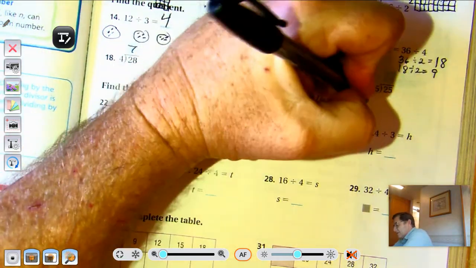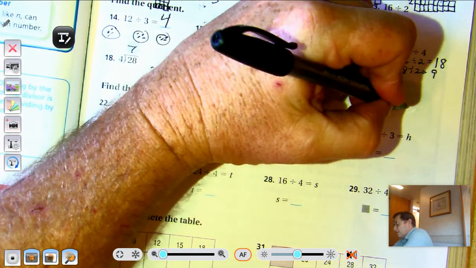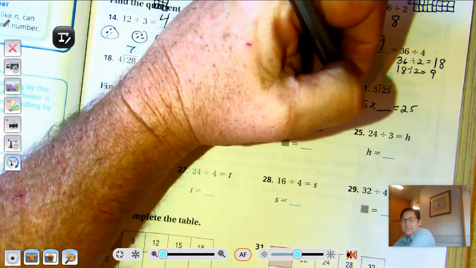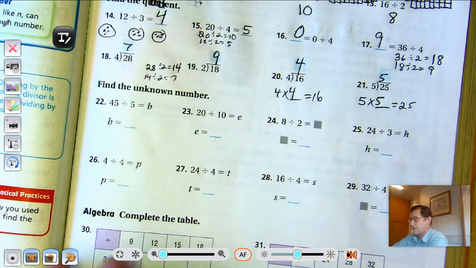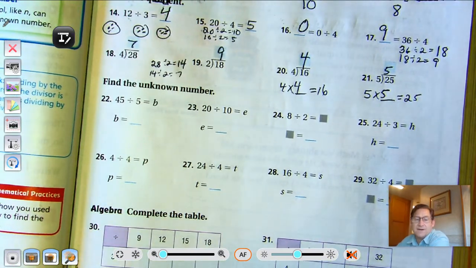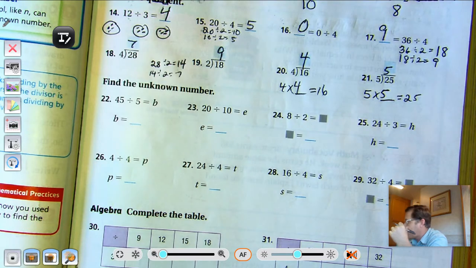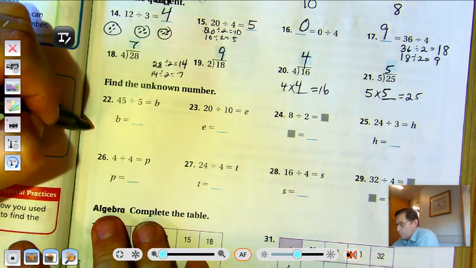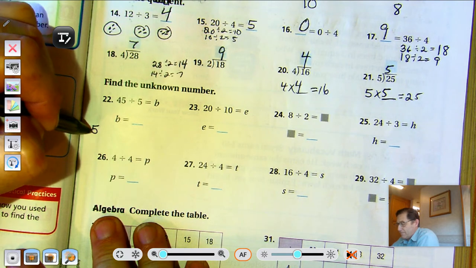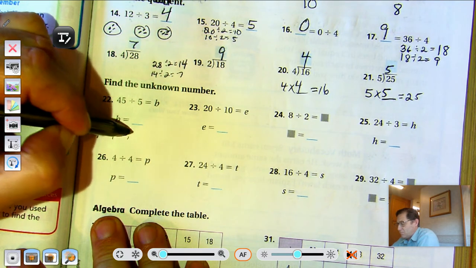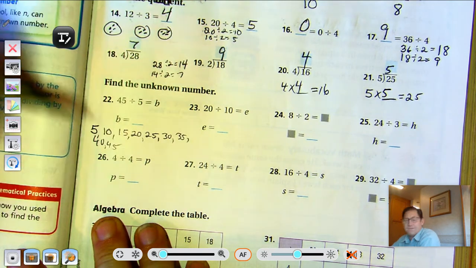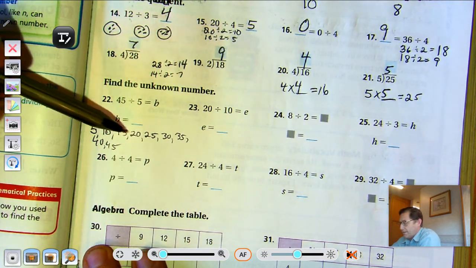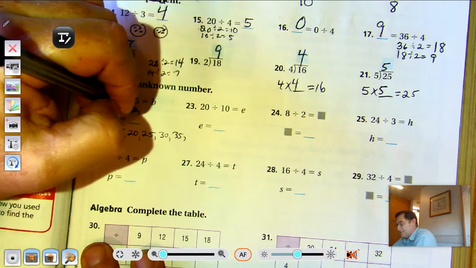25 divided by 5. That's a basic math fact. 25 divided by 5 is the same as saying 5 times what is 25? 5. All right, find the unknown number. 45 divided by 5 equals some unknown number. Okay, so how many 5s will it take to get to 45? We can count forward by 5s. 5, 10, 15, 20, 25, 30, 35, 40, 45. I counted 5s 1, 2, 3, 4, 5, 6, 7, 8, 9 times.